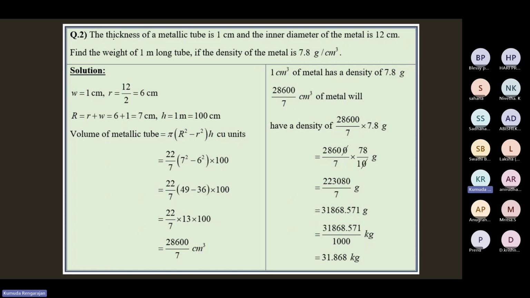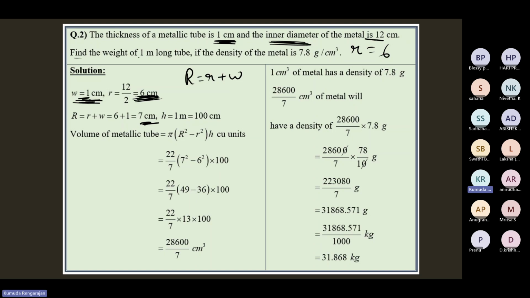All right. So thickness is 1 centimeter, which means W is 1 centimeter. Inner diameter is 12, and diameter by 2 is radius, so the inner radius, small r, is 6. Using the thickness and the value of small r, you can find capital R. Capital R is equal to small r plus W, so capital R is 6 plus 1, 7.